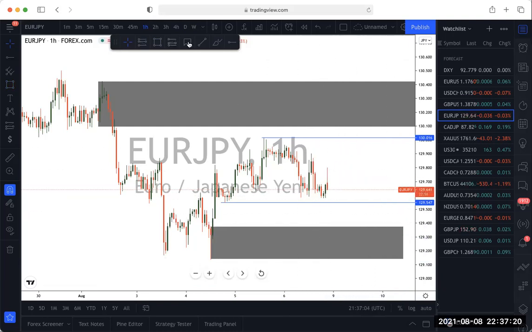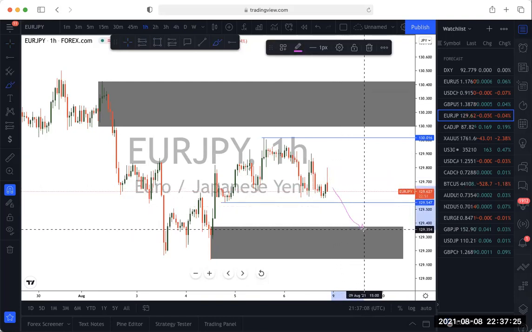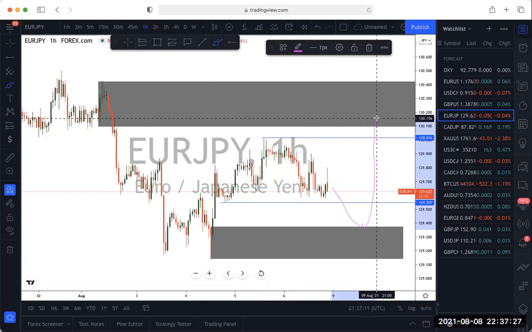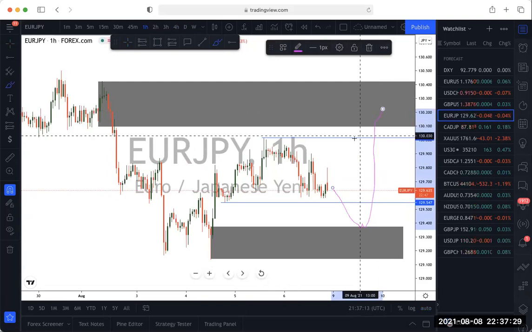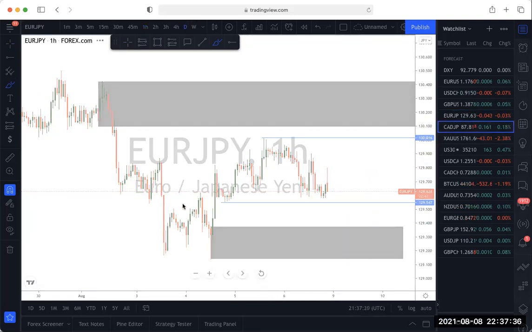So if price will come back into this zone, then we might likely be looking for a buying opportunity. It might get rejected or just go to the zone I've actually said earlier. So the next pair we're going to look at is CADJPY.